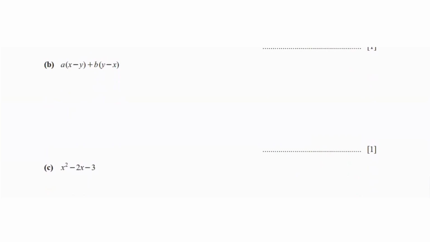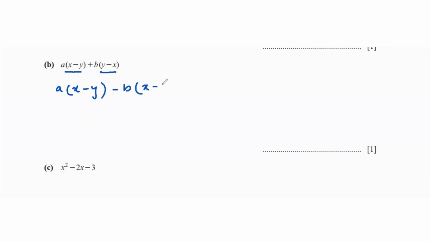So in this, we can see that it's a times x minus y plus b times y minus x. If we compare these two, in the second bracket, the sign is opposite for x and y. X is negative and y is positive, whereas in the first bracket, x is positive and y is negative. So what we can do is take negative 1 outside. That's going to be negative b now.